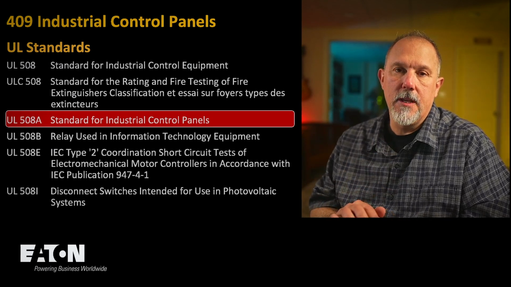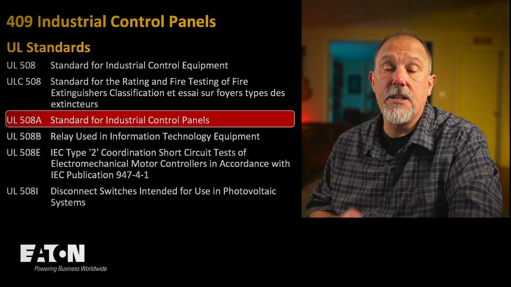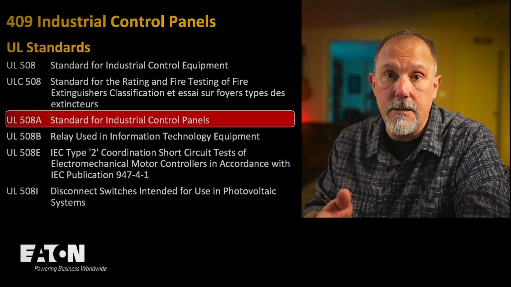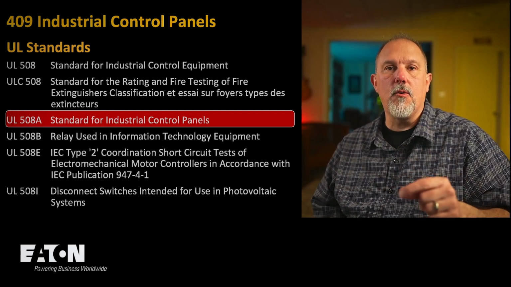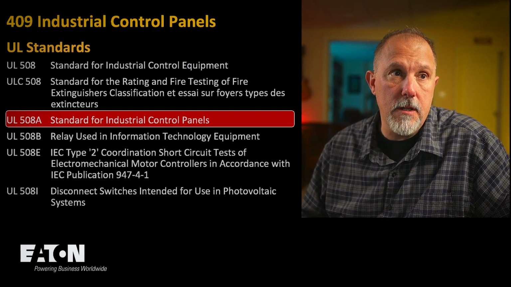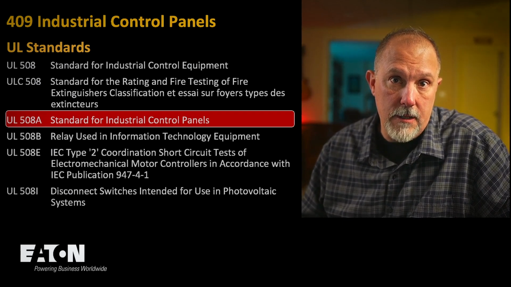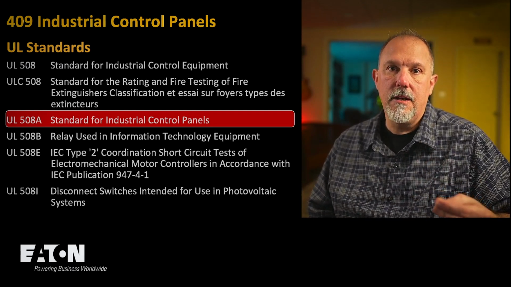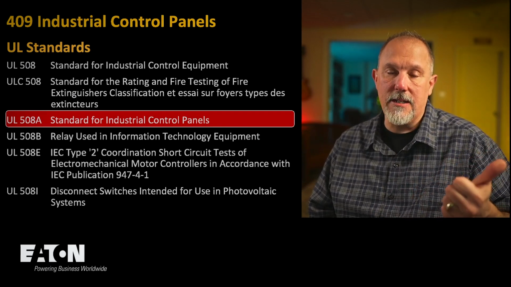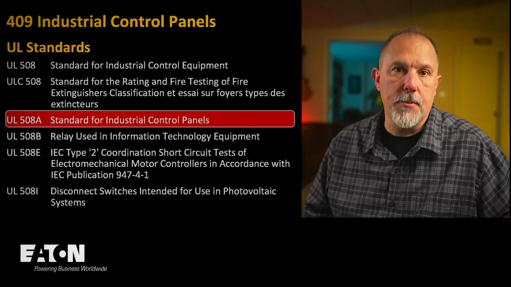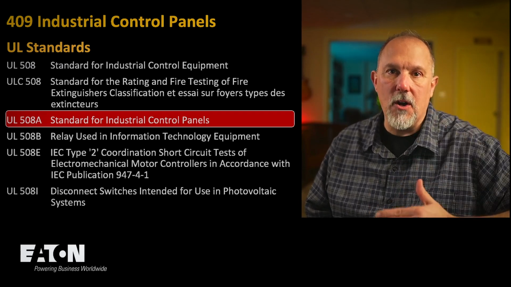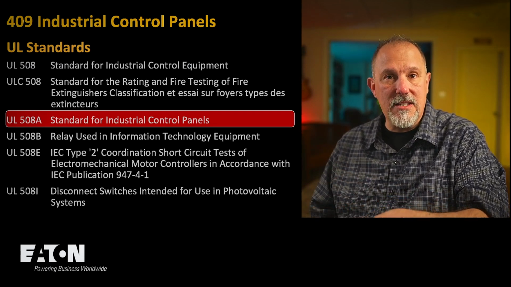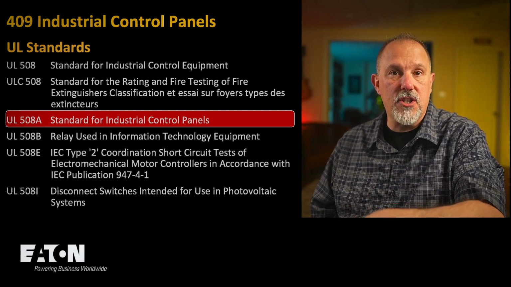Okay? Now, Article 409 does not have a requirement that industrial control panels shall be listed. You'll find a listing requirement, for example, in Article 422 for appliances. All appliances must be listed. So we know that if you have an appliance, it's got to be listed. Number one, if it's not listed, you're not going to get approved. If it is listed, you're following all the rules in 422. 409 isn't as clear, because there's no requirement that says all industrial control panels shall be listed.